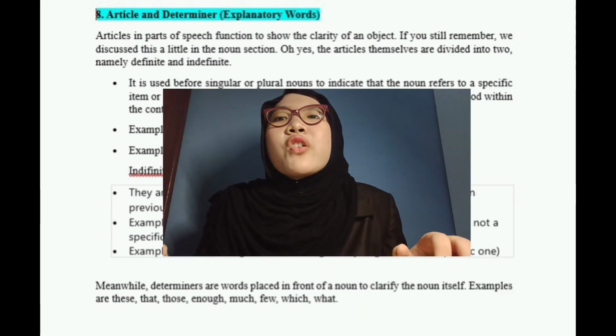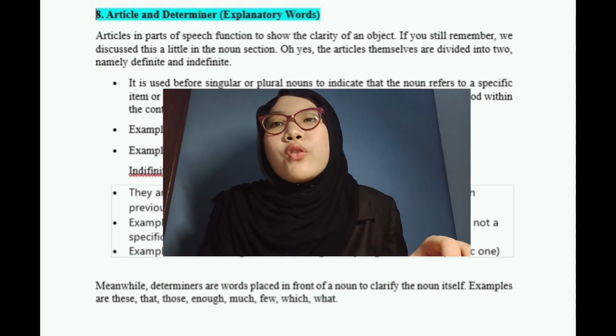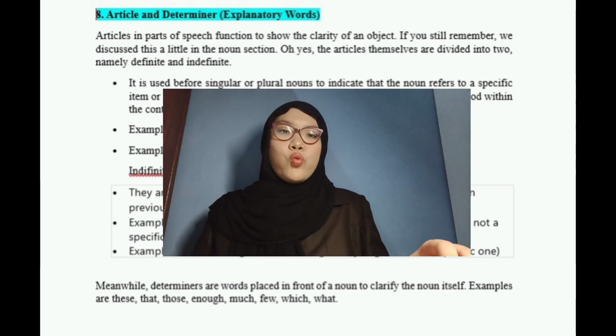Meanwhile, determiners are words placed in front of the noun to clarify the noun. Examples: these, that, those, enough, much, few, which, that.